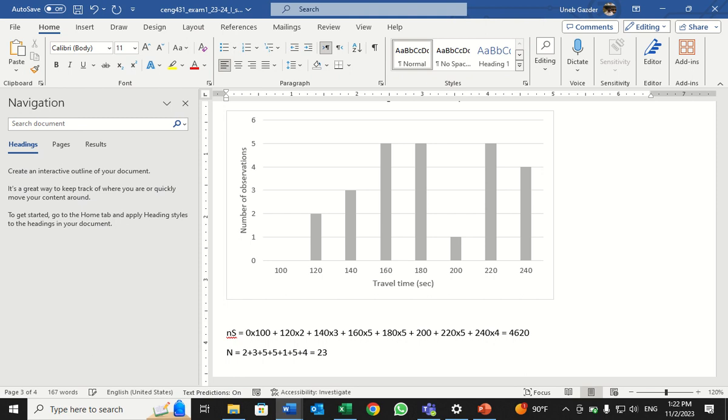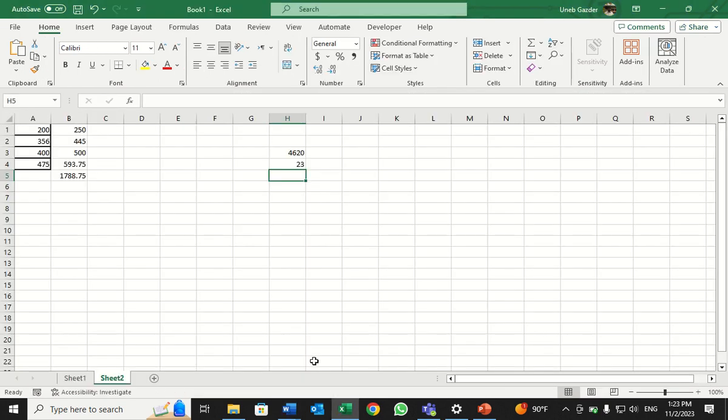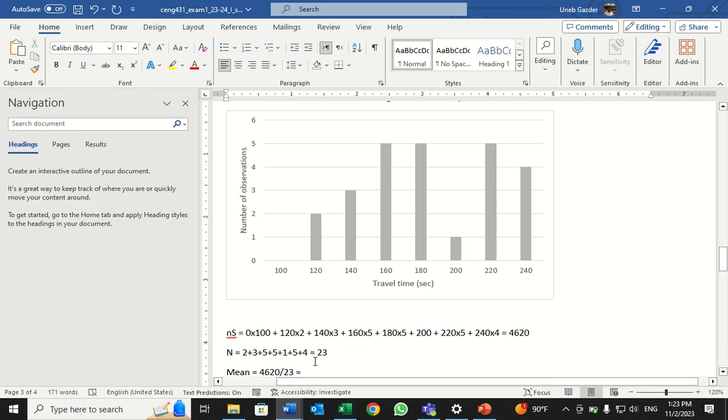Okay, so the mean will be 4620 divided by 23. Am I missing something? 2 plus 3 plus 5 plus 5 plus 1 plus 5 plus 4. Okay, that should be fine. So if I do this, it's 200.86 or 87. It's in seconds. Okay, so this is it.